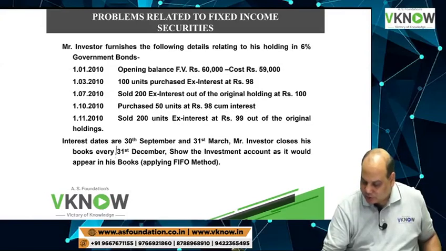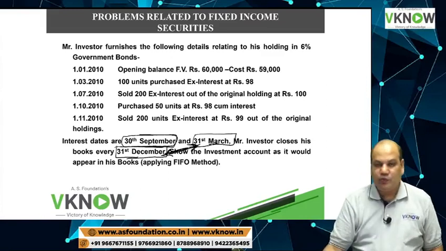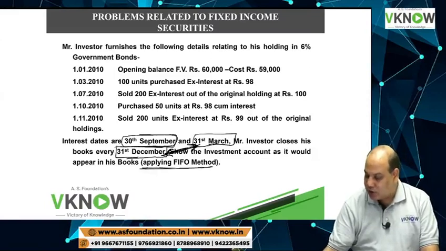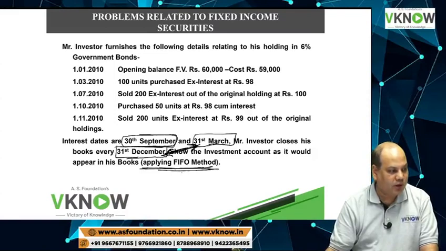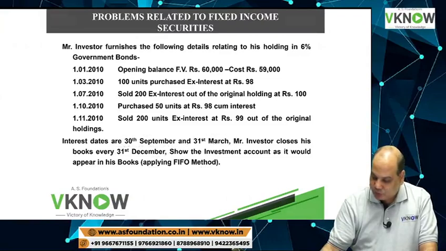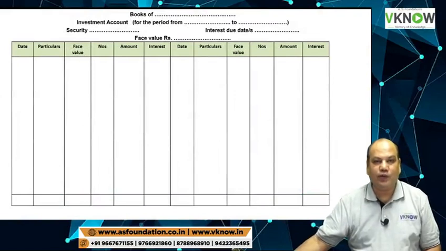Investment account we have to prepare. Year ending date of Mr. Investor is 31st December. But the interest payment dates are 30th September and 31st March. Again, there is a gap of 3 months. So, we will have interest accrued for 3 months in the opening also and in closing also. Which method have they asked us to follow? FIFO method. One more practice on FIFO method. The question is the same, this is for extra practice on FIFO method.